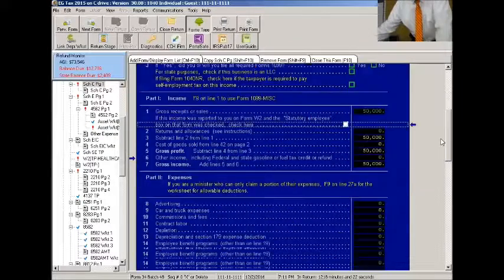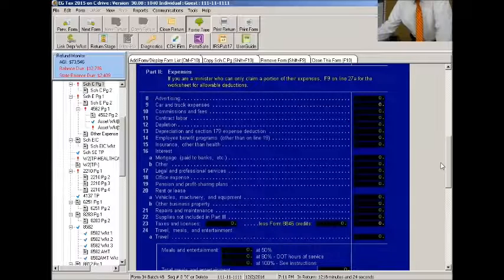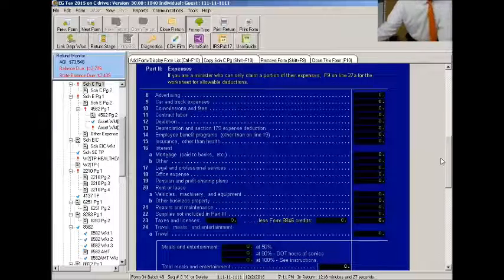Okay. So we're going to look at our expenses. Actually, let's take about 5 minutes and then we'll look at our expenses. Okay. And we'll go through this. That way we got this.